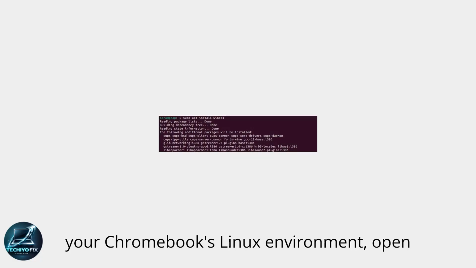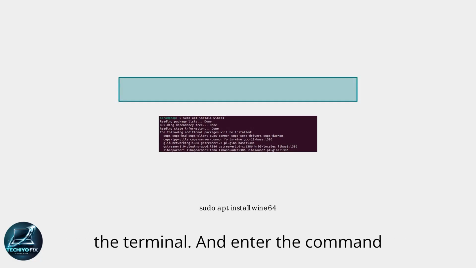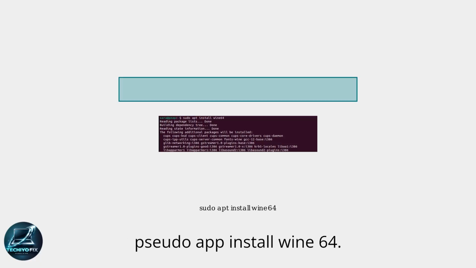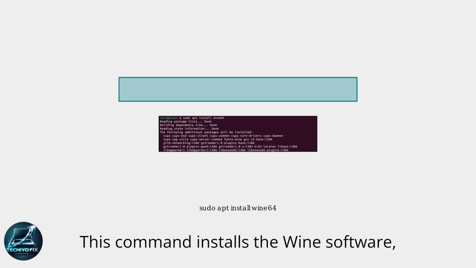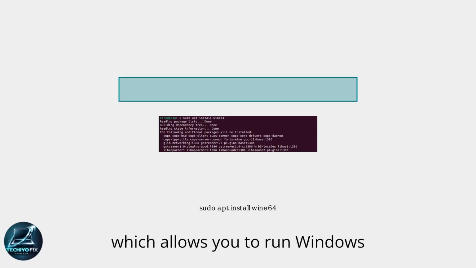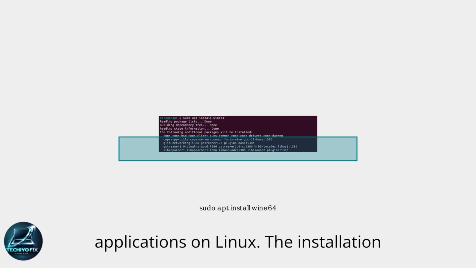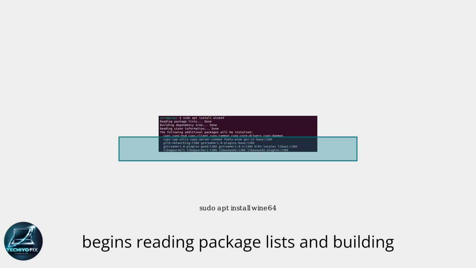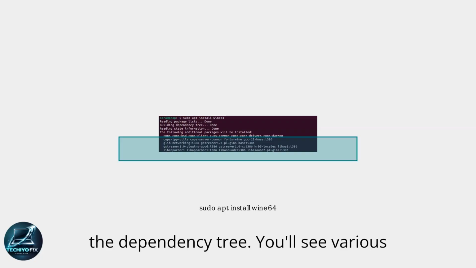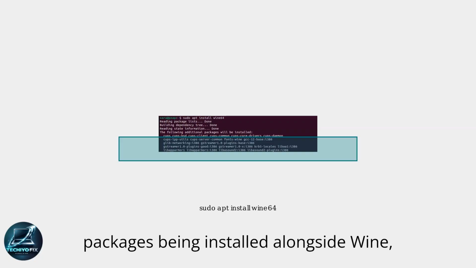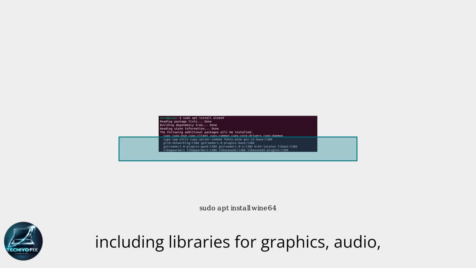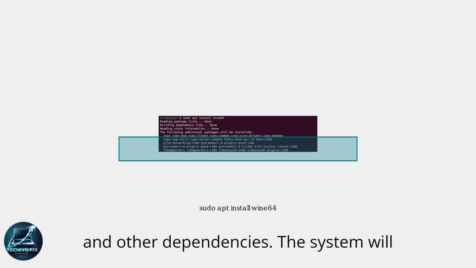To install Wine on your Chromebook's Linux environment, open the terminal and enter the command sudo apt install wine64. This command installs the Wine software, which allows you to run Windows applications on Linux. The installation begins, reading package lists and building the dependency tree. You'll see various packages being installed alongside Wine, including libraries for graphics, audio, and other dependencies.